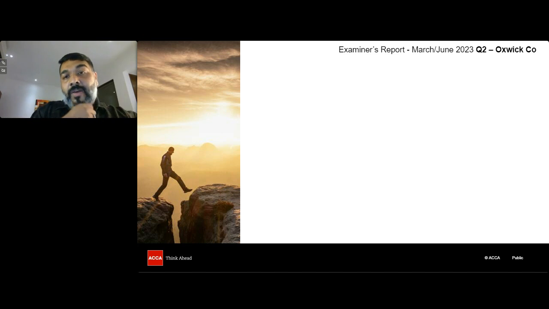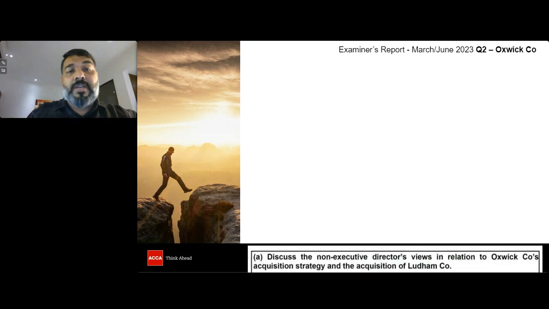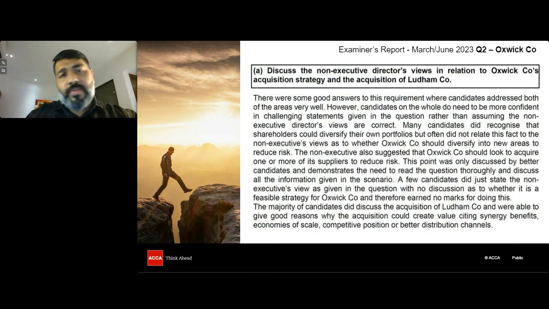Students were very confident about stating what the non-executive director mentioned, but they were not ready to challenge whether his view is right or wrong. The non-executive director suggested diversifying the company. We were supposed to take this further and add on whether this is going to benefit the shareholders or not.